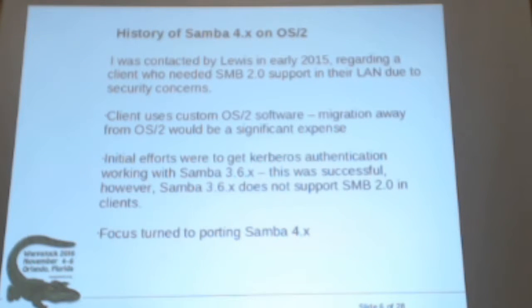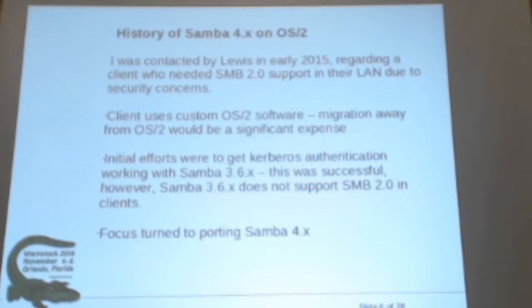So in this case, the client uses custom OS/2 software. Migration away from OS/2 would have been a significant expense, both from a software development and also a training perspective. So the key thing in their environment was they needed to get something called Kerberos authentication working with Samba, working with Windows Server. And I think a few slides down the track, I've got a little bit on Kerberos as well.